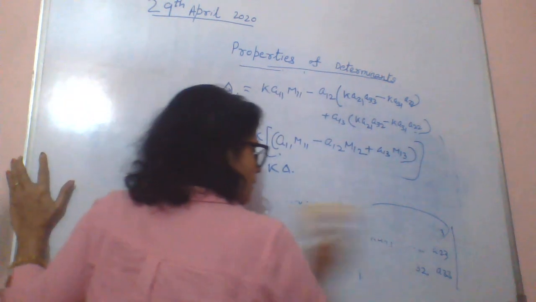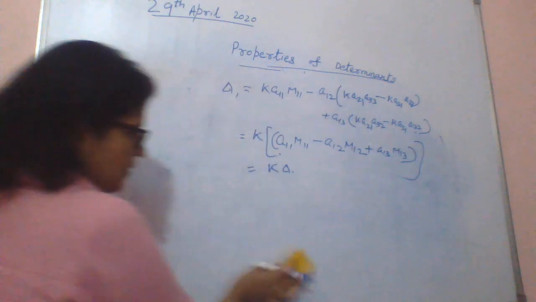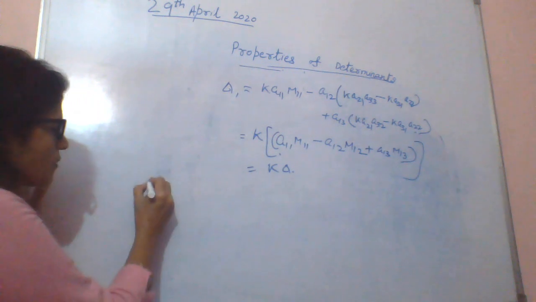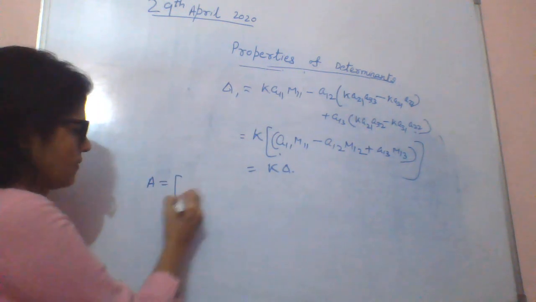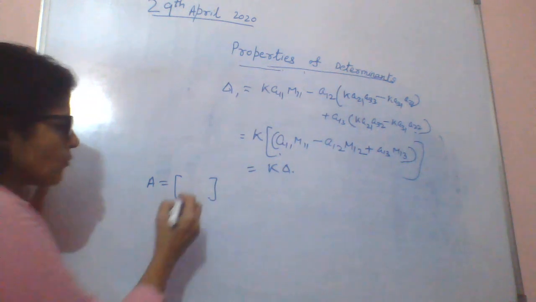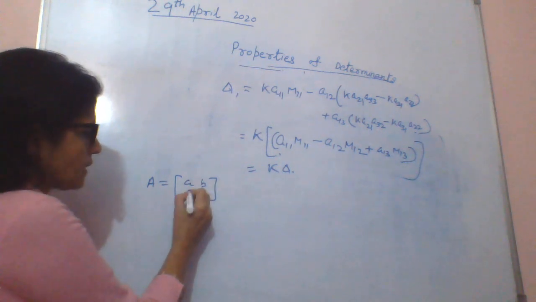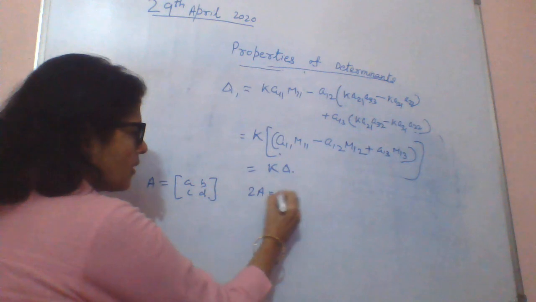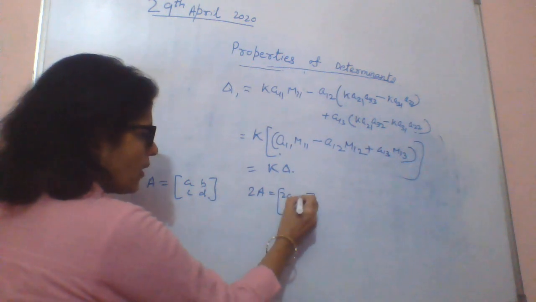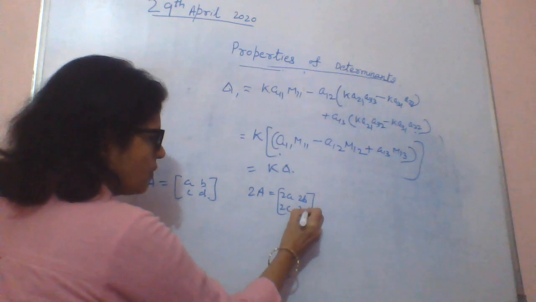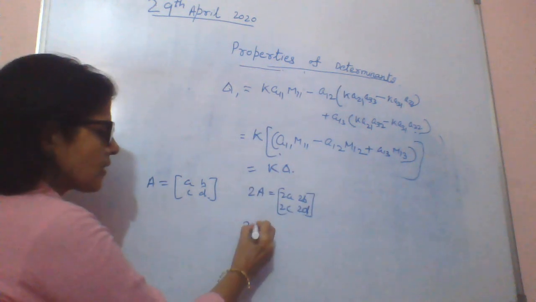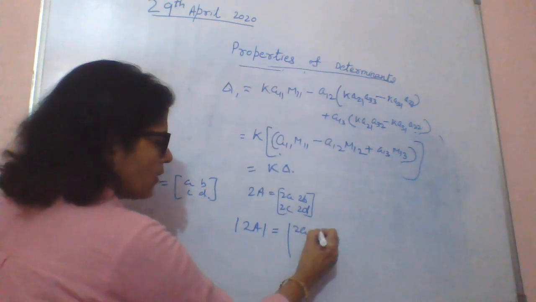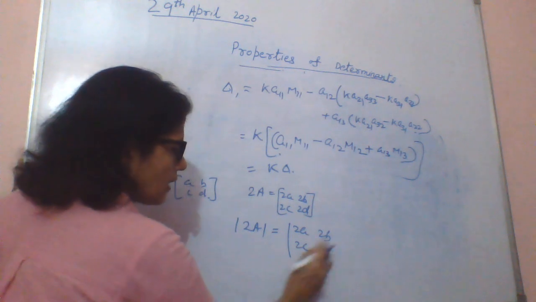And if you remember, whenever we take a matrix, this property is very, very important from the exam point of view also. Suppose you take a 2 by 2 matrix A, B, C, D. If I write 2A, it will be 2A, 2B, 2C, 2D. So in case I take the determinant of 2A, it becomes the determinant of 2A, 2B, 2C, 2D.